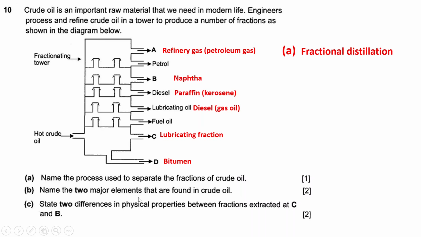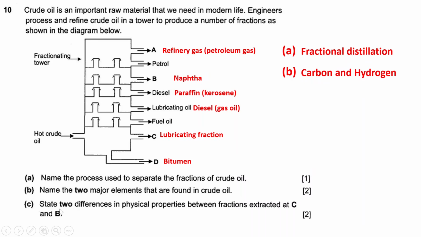Name the two major elements that are found in crude oil. So the major elements that are found in crude oil, since crude oil is a mixture of hydrocarbons, and hydrocarbons are organic compounds that consist of carbon atoms and hydrogen atoms only. This entails that the major elements that are found in crude oil are actually carbon and hydrogen.